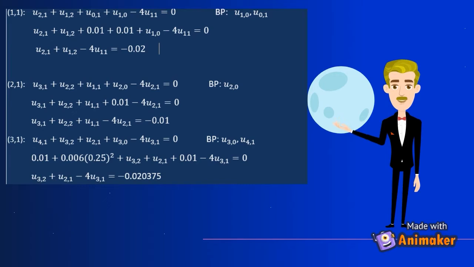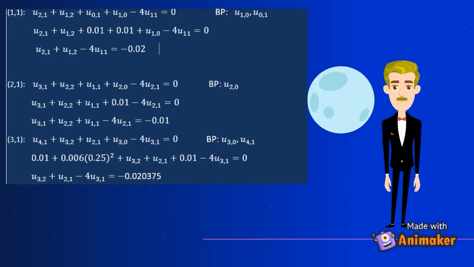For this problem, the nodes are (1,1), (2,1), (3,1), (1,2), (2,2), (3,2), (1,3), (2,3), and finally (3,3). First, let's take a look at node (1,1). Replace the values of i and j, and you will get the following equation. Notice that for node (1,1), you will get the boundary points u10 and u01. Substitute the values of these boundary points, and you get the final equation for node (1,1).